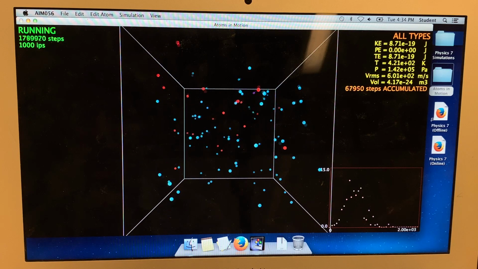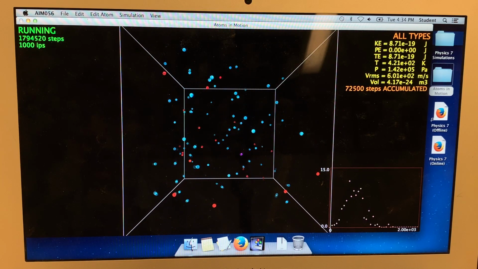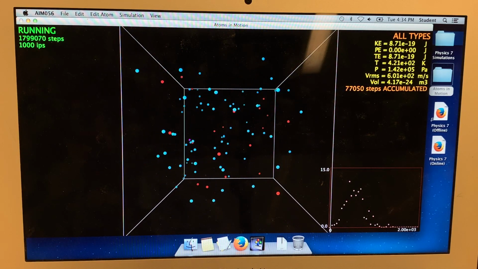If you go back to the beginning of this video, you should be able to see the difference between the particles at the beginning without any heat added and the particles at the end with all the heat added.